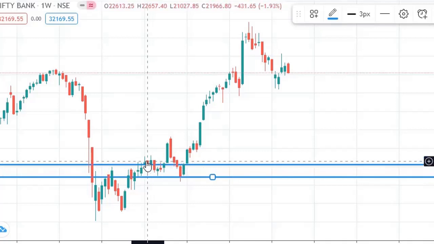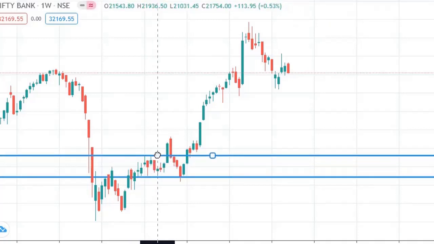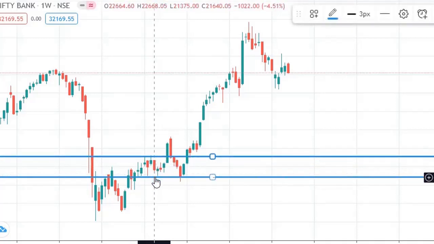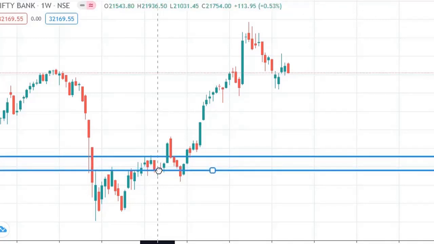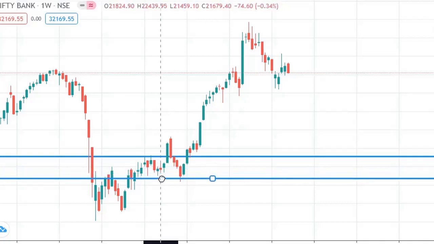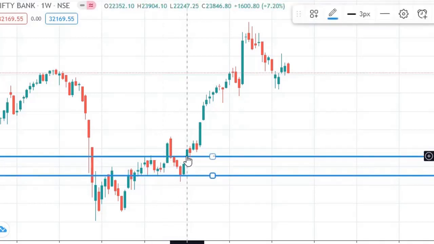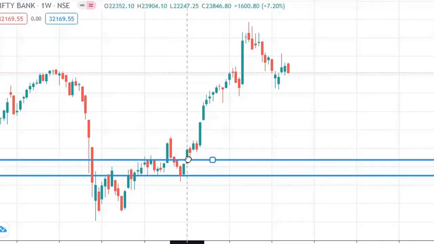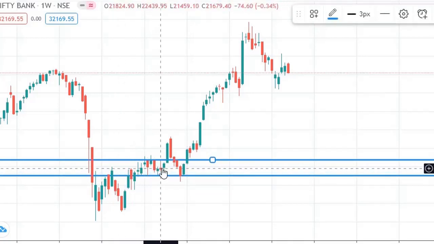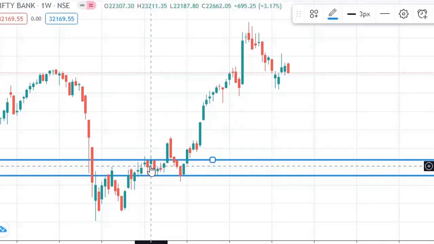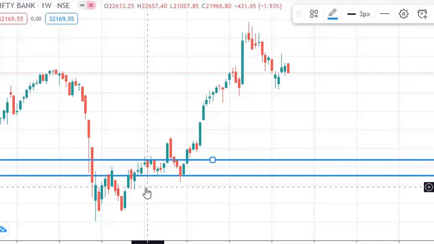Now another candle, a small one, closed above it, so I am going to mark the high and low. Now this red candle has broken it, so I am again going to mark the high and low of the candle. Now you can see 1, 2, 3, 4, 5. See, for 5 weeks it was inside this negative candle, negative pin bar.